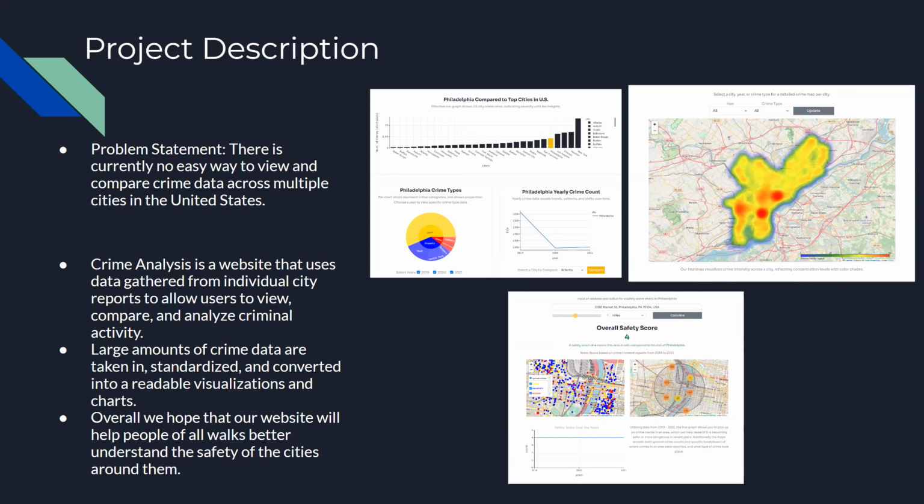So it's a website that uses data that's gathered from individual cities' reports and takes that data, it standardizes it, and it allows the users to view it, compare it, and analyze different criminal activity. There's a large amount of crime data that is taken in, and we use that to create charts, maps, bar graphs, anything you really need to compare them. We hope that this website overall will help people understand the cities around them, maybe places that they're planning to move or planning to rent, and just get a better idea of the crime statistics in their city compared to others.